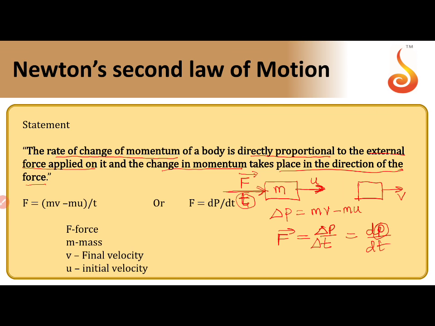The force, therefore, can be represented either by this formula. mv is the final momentum, mu is the initial momentum. So the numerator will be change in momentum and divided by t will give you the force. So mv minus mu can also be rewritten as dp. So therefore force can be rewritten as dp by dt.